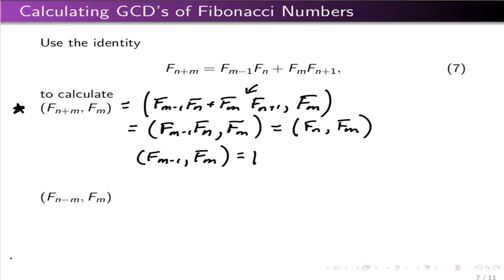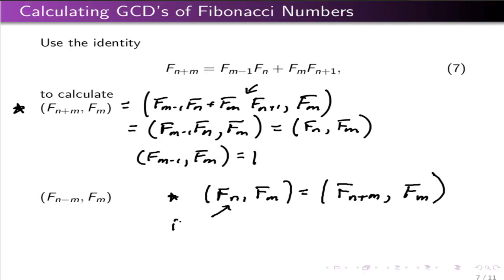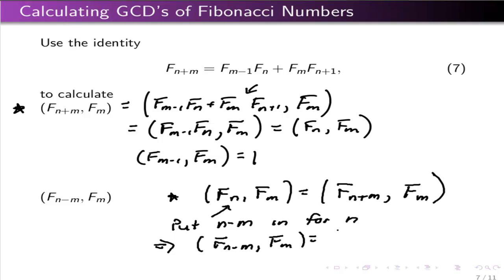All right, next let's calculate the GCD of F sub n minus m and F sub m. And I just want to derive it from star, so I'll rewrite star by saying the GCD of F_n and F_m equals the GCD of F_{n+m} and F_m. And then just substitute in, let's put n minus m in for n, and what do we get? So that would say GCD of F_{n-m}, F_m is F_{n-m+m}, which is F_n, F_m. So you get the same thing whether we are adding or subtracting. You get the two numbers F_n and F_m. So let's continue with that.